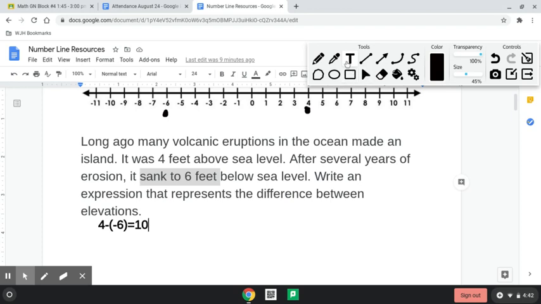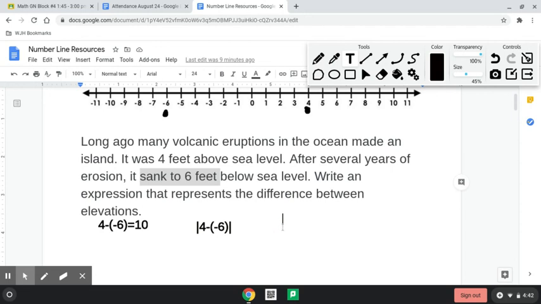What you could also do is write, you could use the absolute value signs and say 4 minus -6. And then what you have to do inside here is change it to positive. So this happened to equal +10 already.